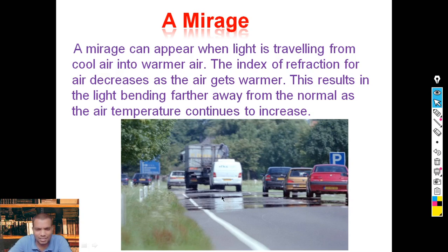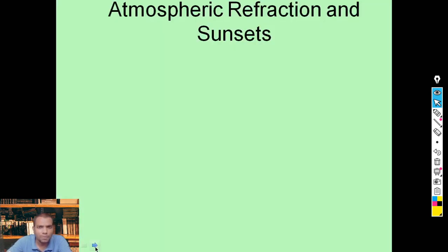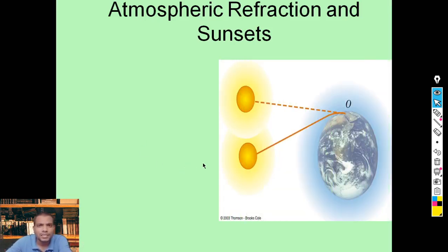Finally, we can conclude that this water-like appearance, which you can notice particularly in the hot summer season or in the deserts, is because of refraction. The same concept applies to atmospheric refraction. Now this atmospheric refraction affects sunset and sunrise.